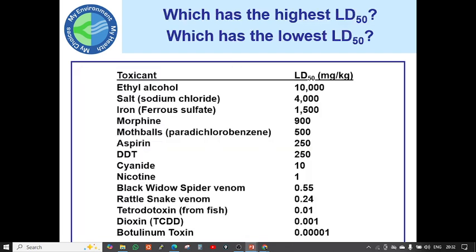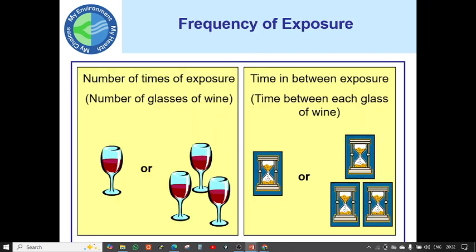Then frequency of exposure. What is the frequency of exposure? It is the number of times, or here, for a suitable example, the number of glasses of wine you take per day or per year. So it is the time between exposures, like the time between each glass of wine.